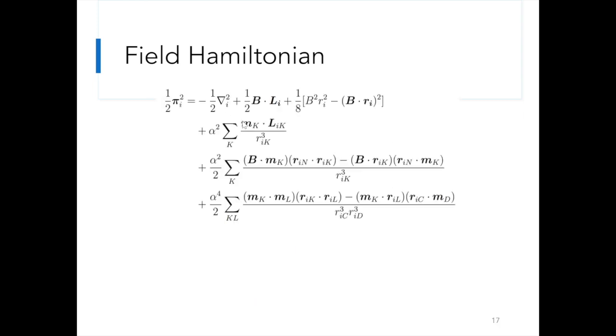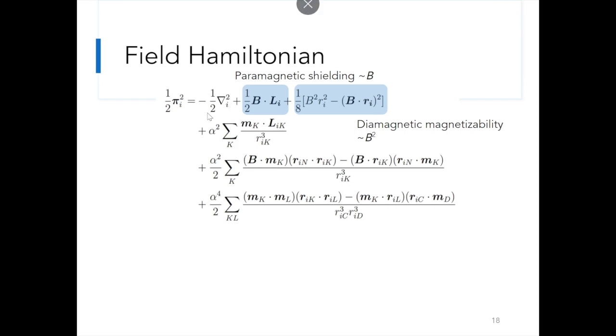So simply blow up the square, and we get all these extra terms from the square of the kinetic momentum. First, again, it's just the original kinetic energy. And then we have these two terms that only depend on the B field. The first one is called the paramagnetic shielding, which is linear in B. And then you have a diamagnetic magnetizability term, which is quadratic in B. So these two terms are what go into the magnetizability calculations.